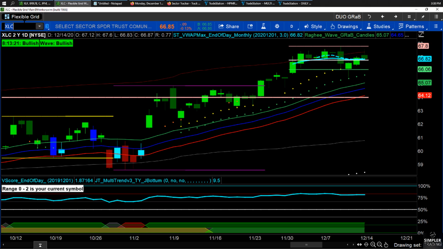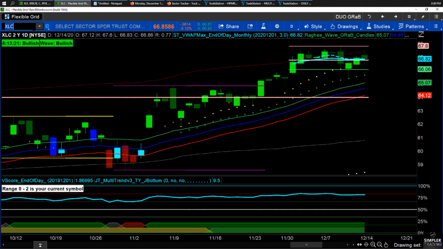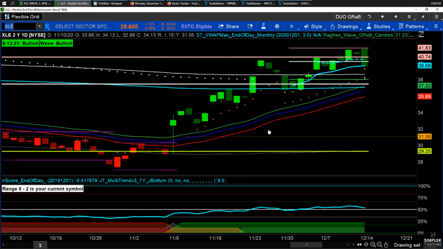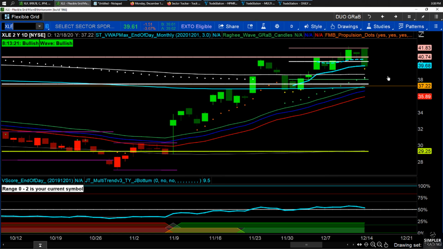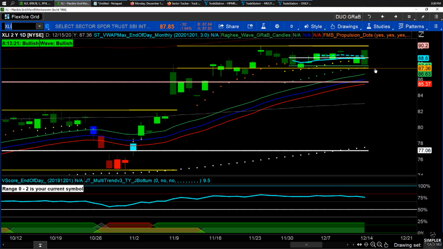Is it double green? Yes. Would I be open to being a buyer? Absolutely. Probably something close to the 21 exponential. XLE, would I be a buyer? Double green. In this case, again, I'd look at the 21 exponential. So I've got a 21 exponential working on C, on E. Now let's go take a look at I. And this is pretty darn close to the 21 exponential. So again, 21 on I as well.